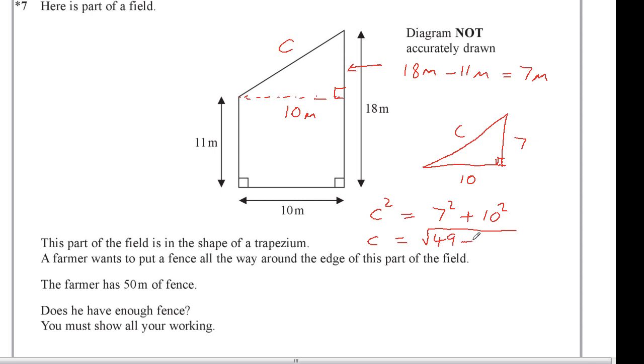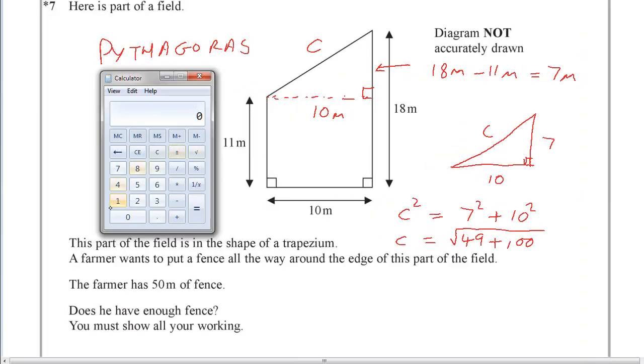49 plus 100. And I'll use the calculator for this. And just as I said, this is going to be Pythagoras, so we just put that in. 149, square root of that, 12.206.